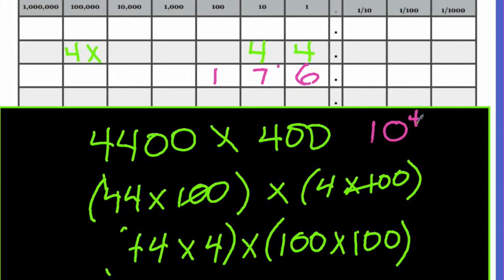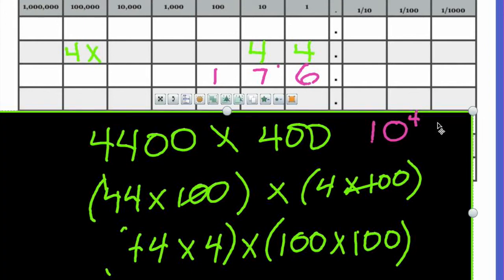So I'm going to start with my zeros, because I don't want to forget that there was 100 times 100 on there. How many zeros am I going to put here? 10 to the power of 4. 4 zeros.